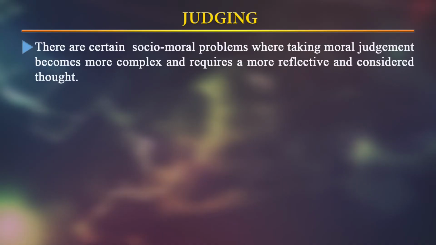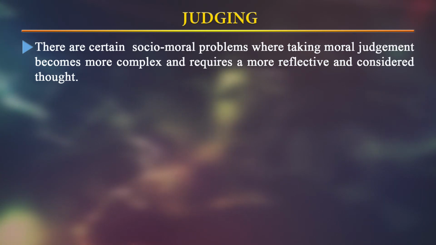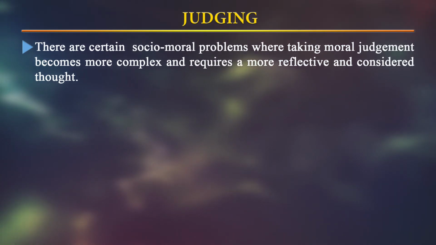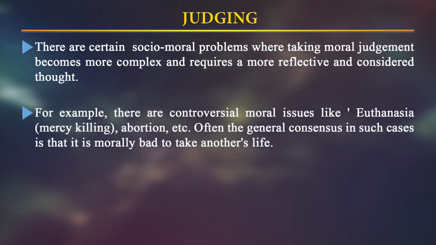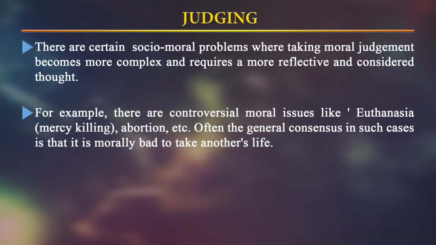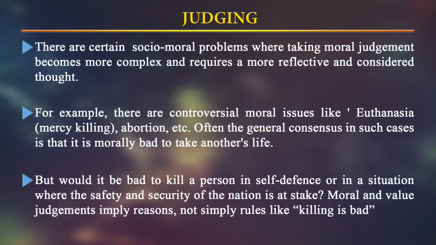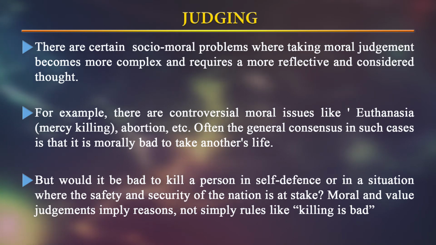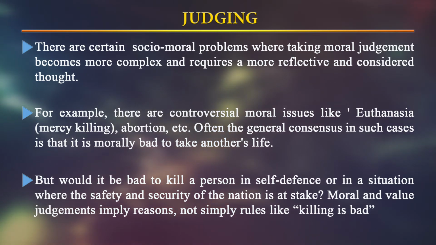There are certain social moral problems where taking moral judgment becomes more complex and requires a more reflective and considered thought. Let me elaborate. For example, there are controversial moral issues like euthanasia, that is mercy killing, abortion, etc. Often the general consensus in such cases is that it is morally bad to take another's life. But would it be bad to kill a person in self-defense or in a situation where the safety and security of the nation is at stake? So moral and value judgment imply reasons, not simply rules like killing is bad.